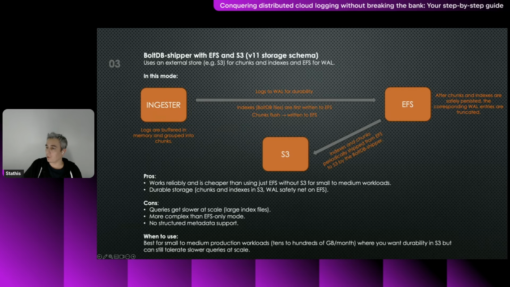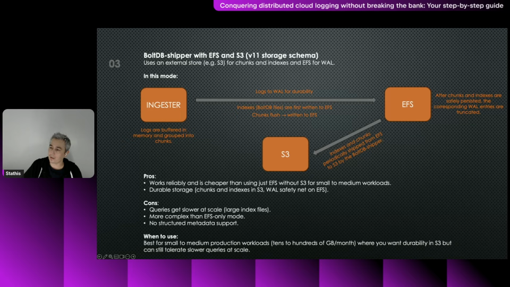The next storage option for Loki is a BoltDB shipper with EFS and S3 this time, so the persistence will happen in S3. It uses S3 for long-term storage of chunks and index files, while EFS provides persistence for the WAL and temporary chunk and index files. The ingester buffers incoming logs in memory and writes them to the WAL and EFS for durability. Logs are grouped into chunks, and then when the chunks close due to size or time thresholds, they are flushed to EFS along with their corresponding index entries.